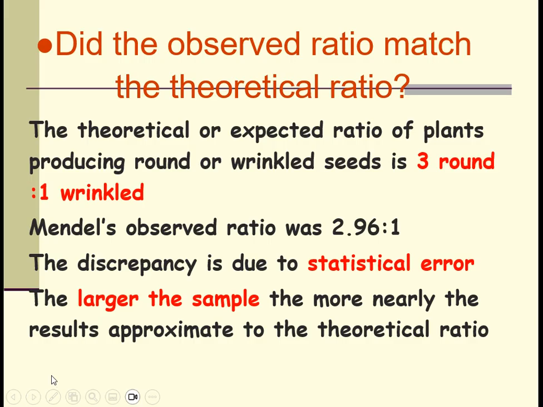Did the observed ratio match the theoretical ratio? The theoretical or expected ratio of plants producing round or wrinkled seeds is 3 to 1. Mendel's observed ratio was 2.96 to 1. The discrepancy is due to statistical error. The larger the sample, the more nearly the results approximate the theoretical ratio.